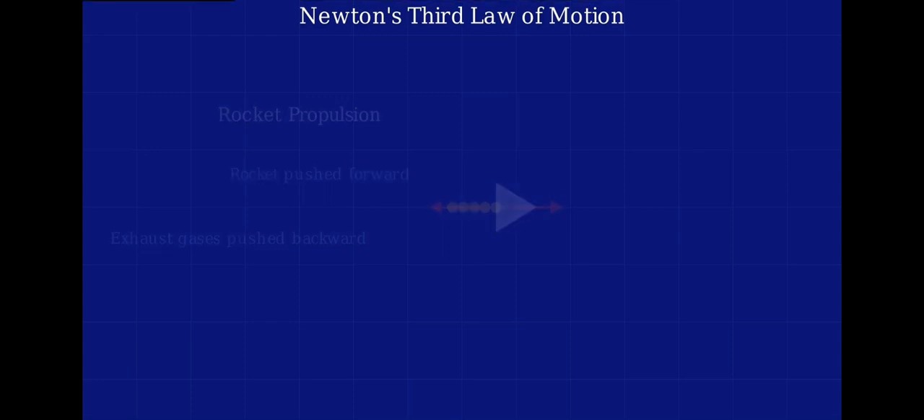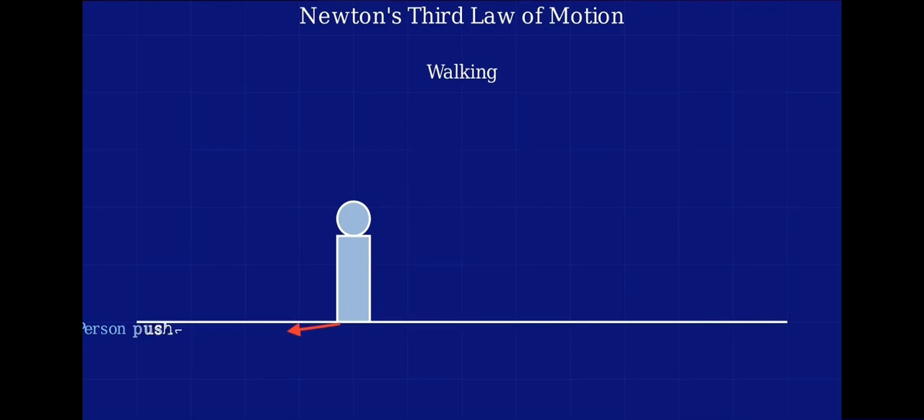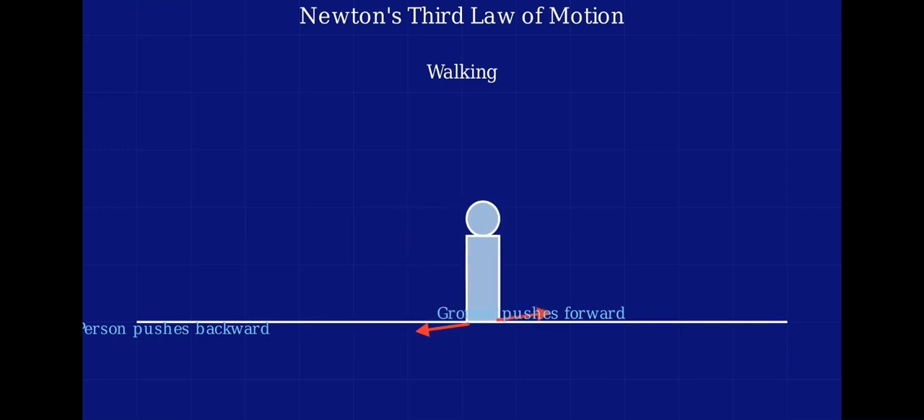When we walk, we push backward against the ground with our feet. According to Newton's third law, the ground simultaneously pushes us forward with an equal force, allowing us to move. This action-reaction pair is what enables us to walk, run, and move around on any surface.